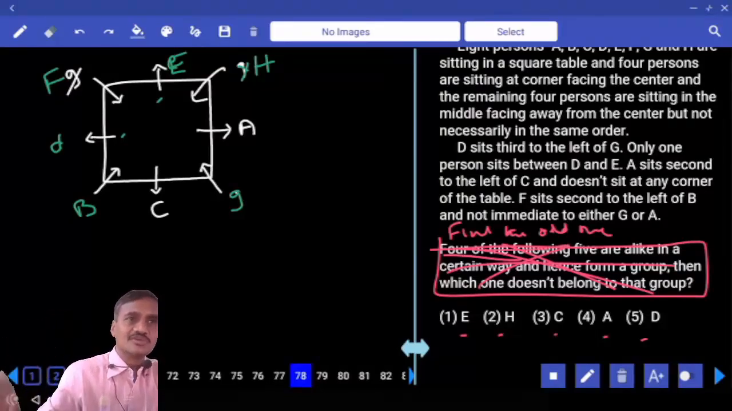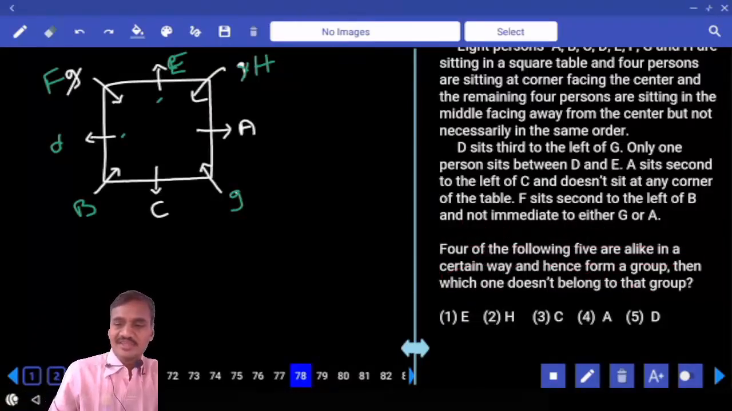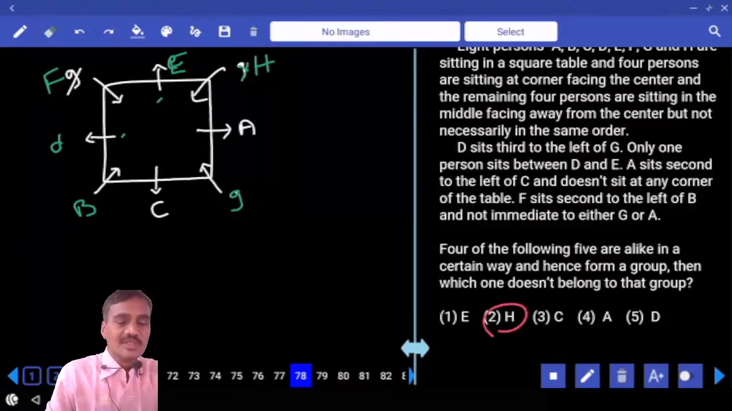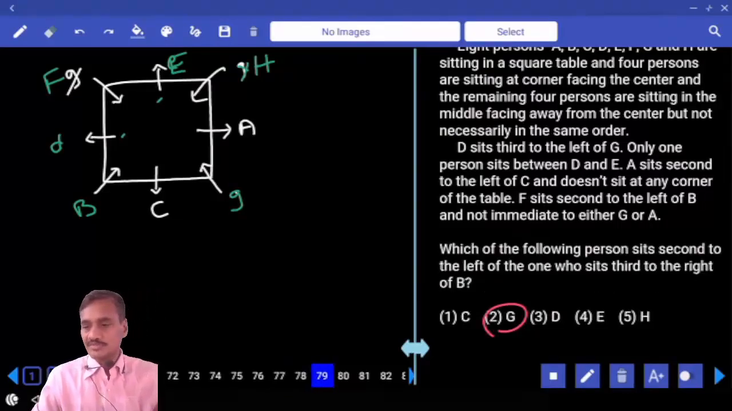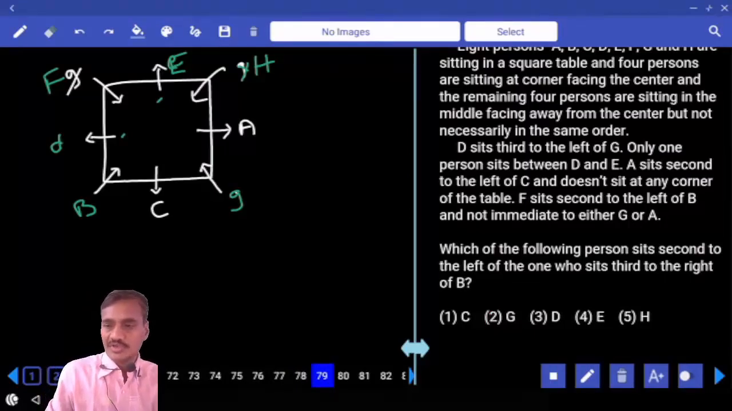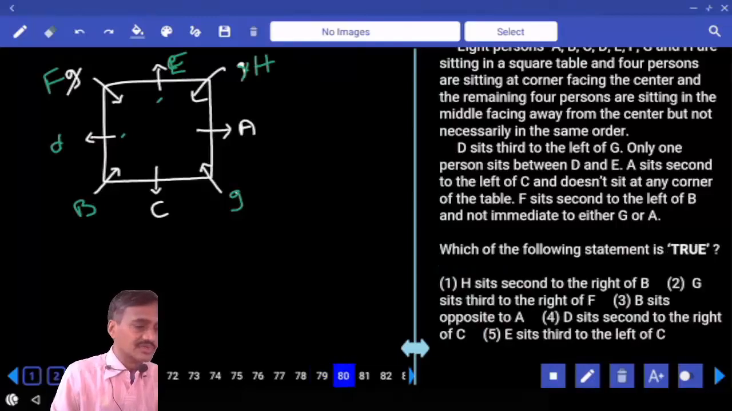As soon as it says 4, we come to the choices: 4 out of the following. Then E, H, C, A, D. Now E is at a corner, C is at a corner, A is at a corner, D is at a corner, except H. The remaining 4 are at the corners, and this H is towards the center. Hence choice 2, question 78. Then coming to question 79: which of the following persons sits second to the left of the one who sits third to the right of B? Tell me who is third right of B: A. And who is second left of A: E. E, that is choice 4, question number 79.